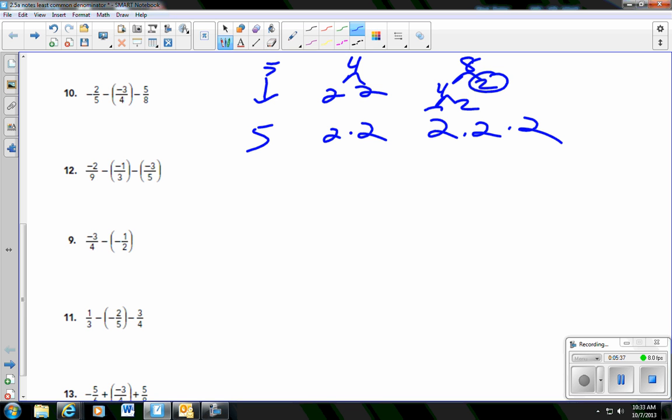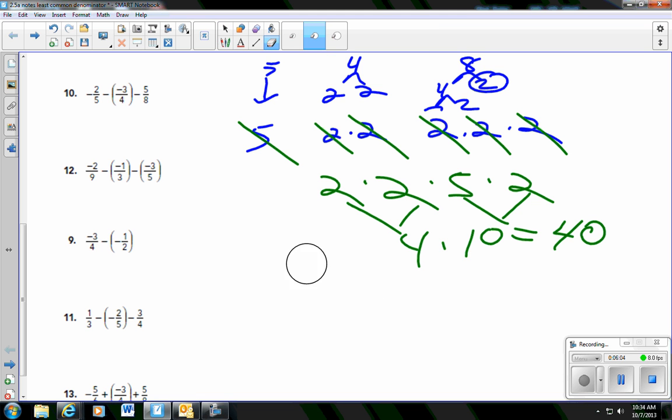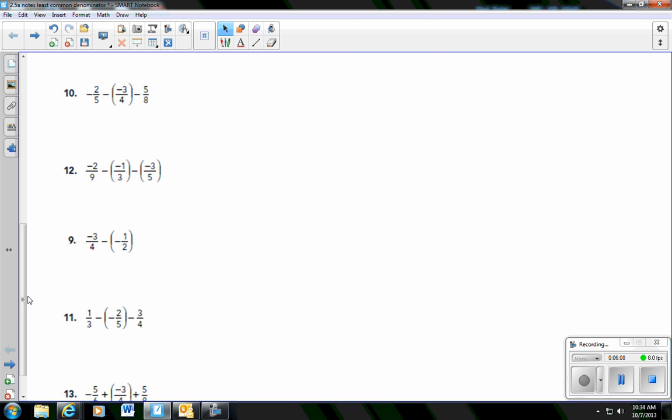When you have 3 numbers, you look for triples first, then doubles, then singles. So we have no triples, but we have a pair of 2s and a second pair of 2s. So no more pairs. Then we go to singles. We have a single 5 and a single 2. And we multiply all of that together. 2 times 2 is 4, times 5 times 2 is 10, 4 times 10 is 40. So our least common denominator for all 3 of these will be 40.